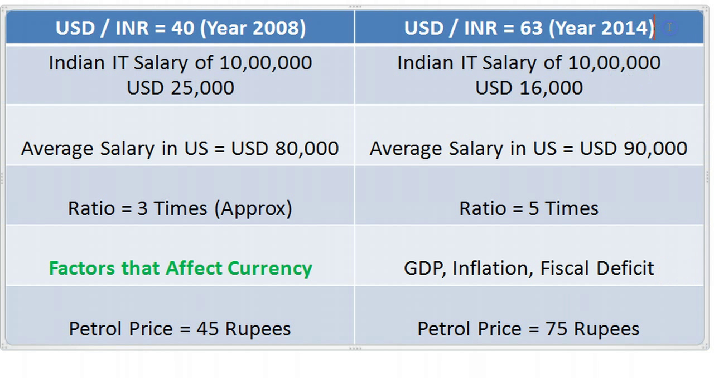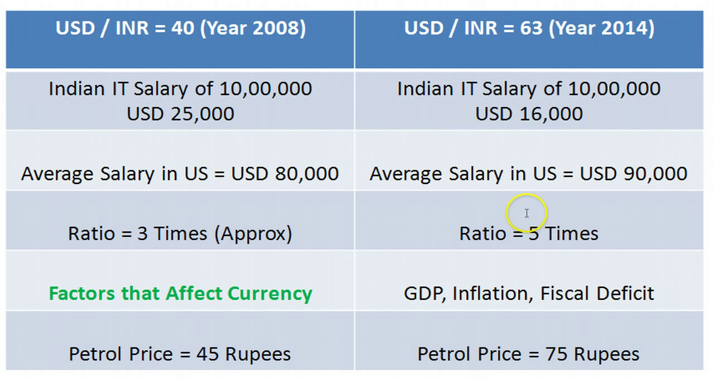And that is the reason the currency has depreciated from 40 rupees in 2008 to 63 rupees today. Now, while that is a bad thing, I'm going to share with you why it's also a good thing for people working in the IT or software industry in India. So there are two sides of the coin, when the USD to INR was at 40 and when it is at 63. What does it mean while this has changed?